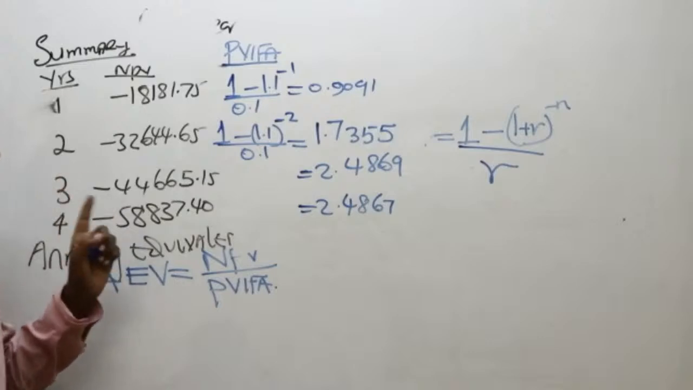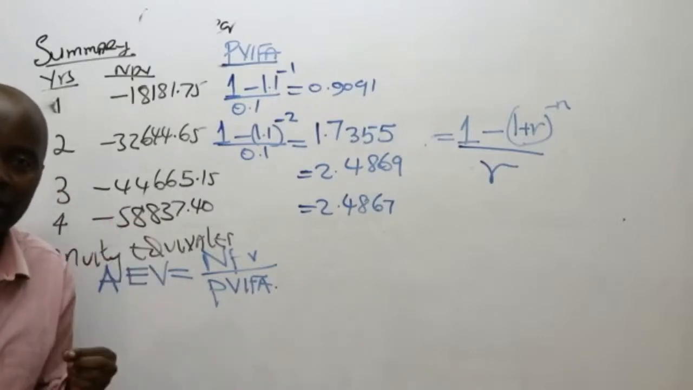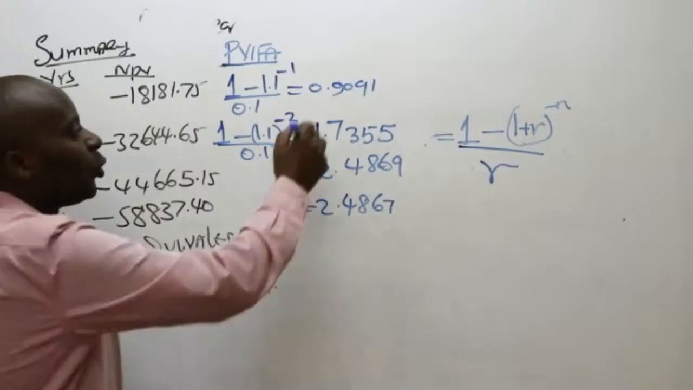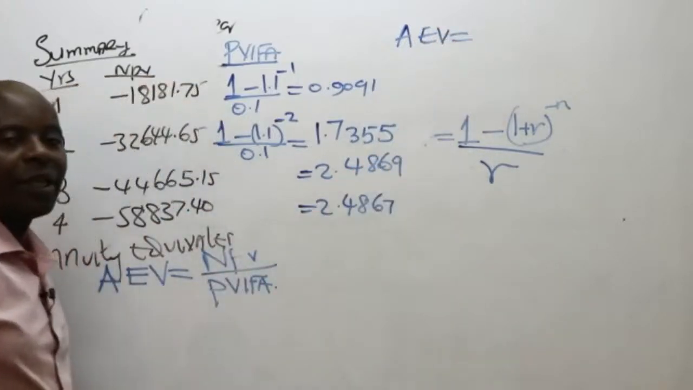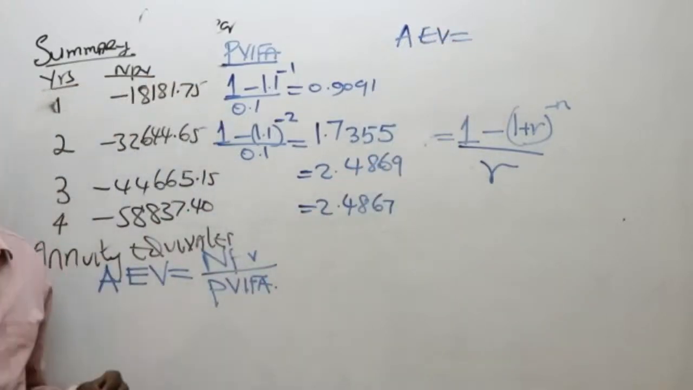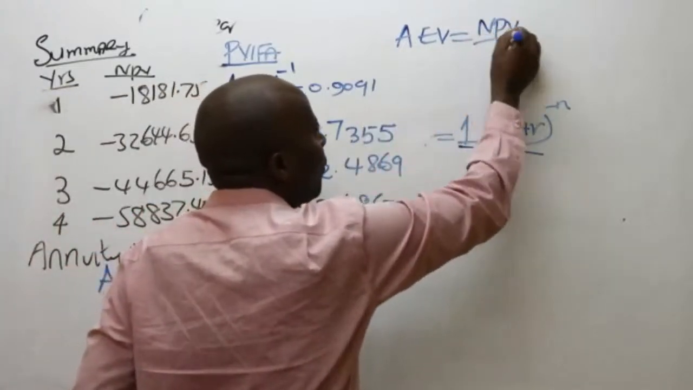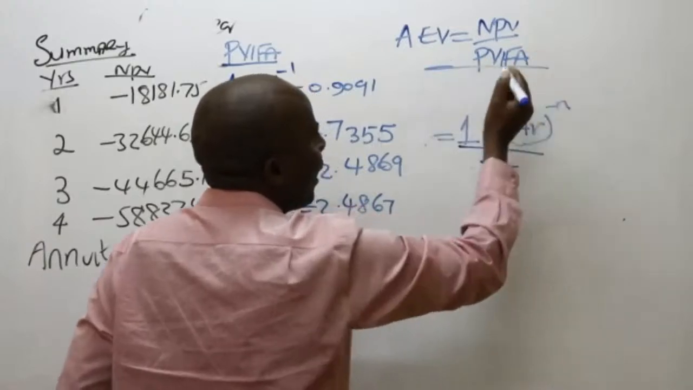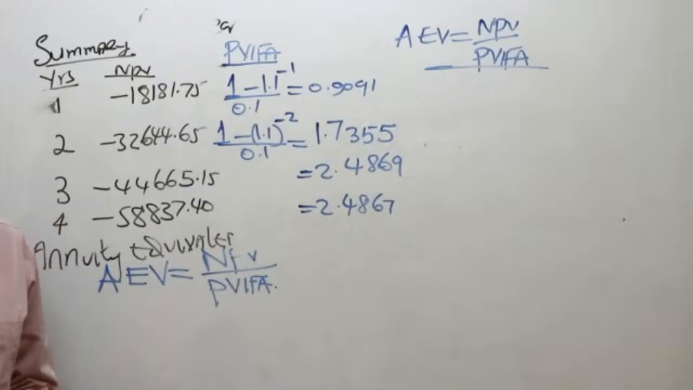Once I have my present value interest factor of an annuity, don't forget the road to Damascus. What we wanted to get at the end of the day, our objective, was to get the annuity equivalent value, the standardized NPV. And how do we standardize this? We normally take the net present value divided by the PV factor. Mine for year 4, they are telling me, Mwalimu, yours for year 4 is wrong.